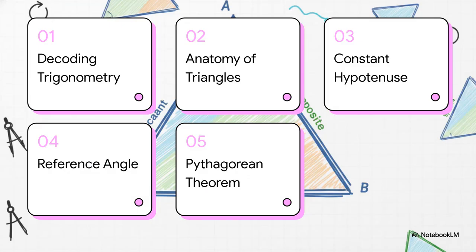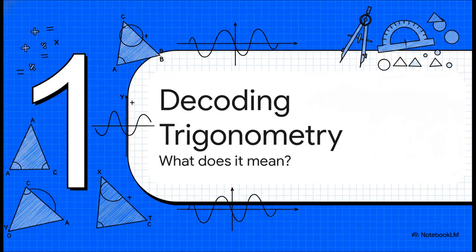And here's our roadmap for today. We'll be decoding trigonometry, exploring the anatomy of right-angled triangles, meeting the constant hypotenuse, looking at the reference angle effect, and finally, mastering the famous Pythagorean theorem. We'll just move through this step by step to build a complete picture. All right, let's dive right in with our first stop, decoding trigonometry.